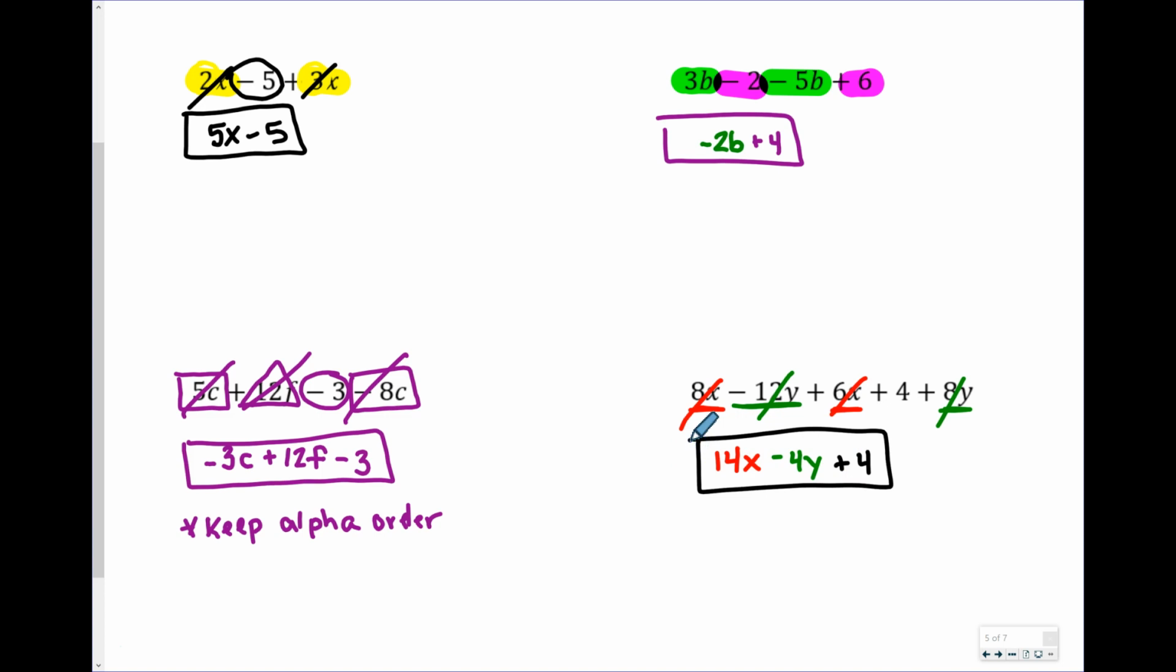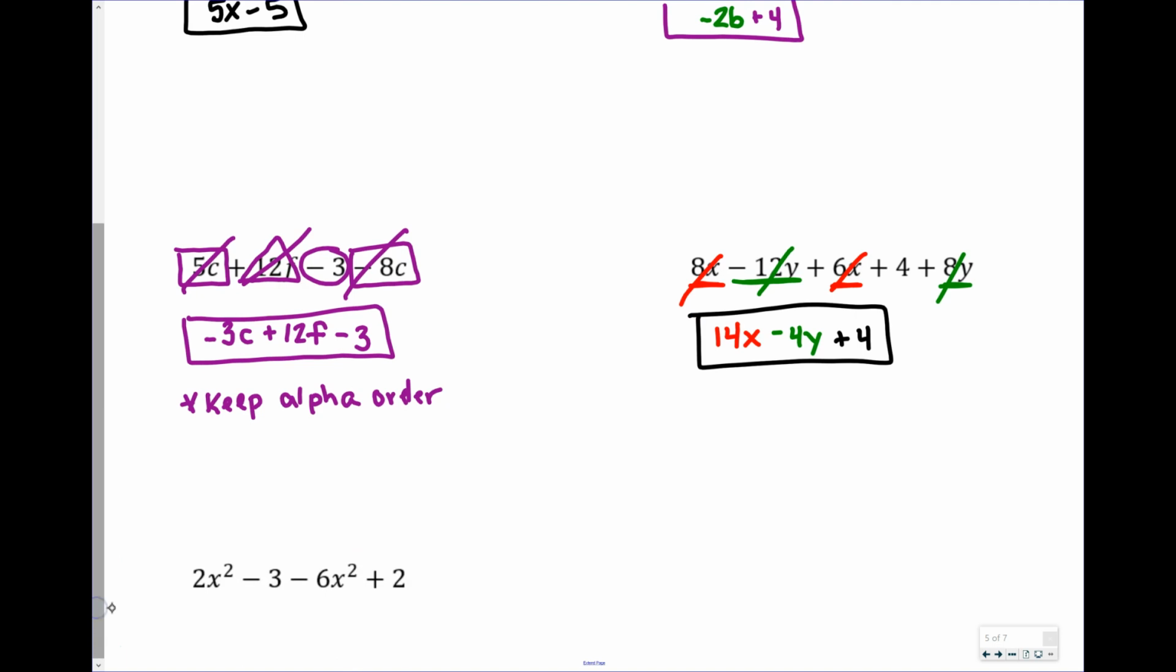You'll know it's a final answer if you have no like terms in your answer. If you have like terms in your answer, you've done something wrong.